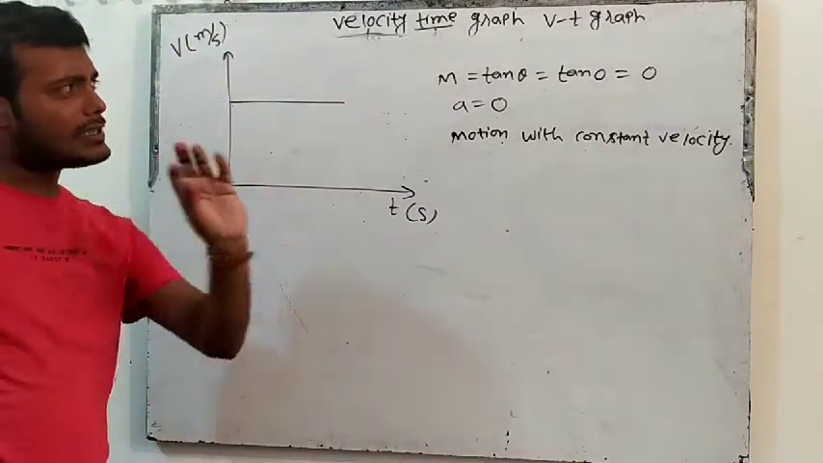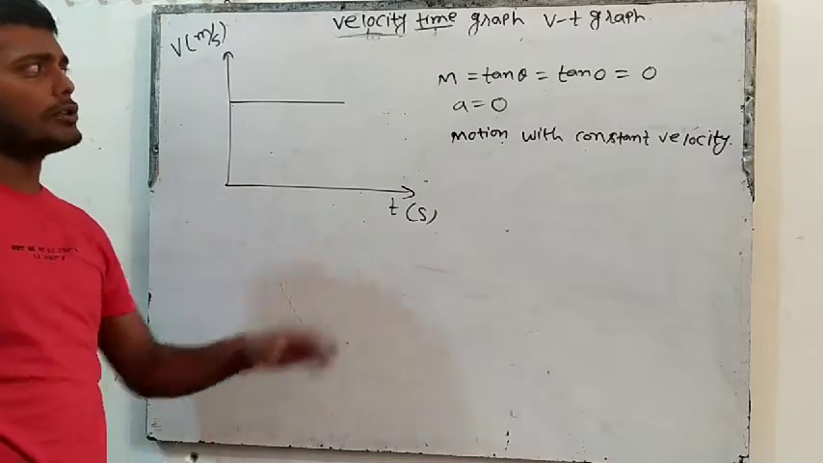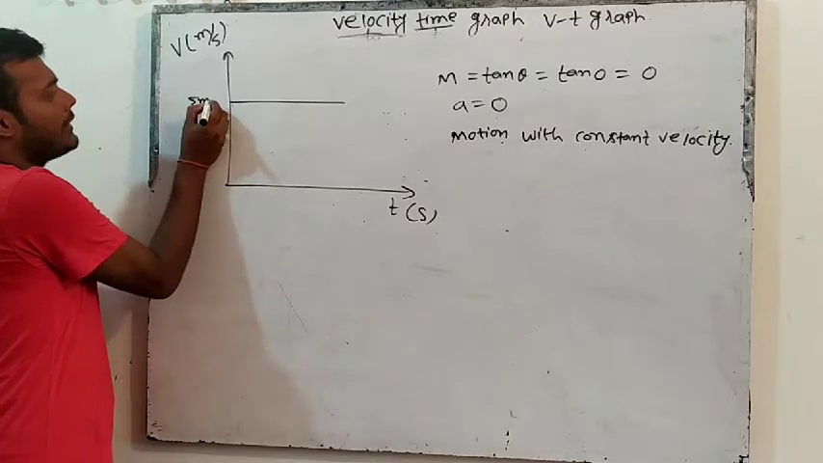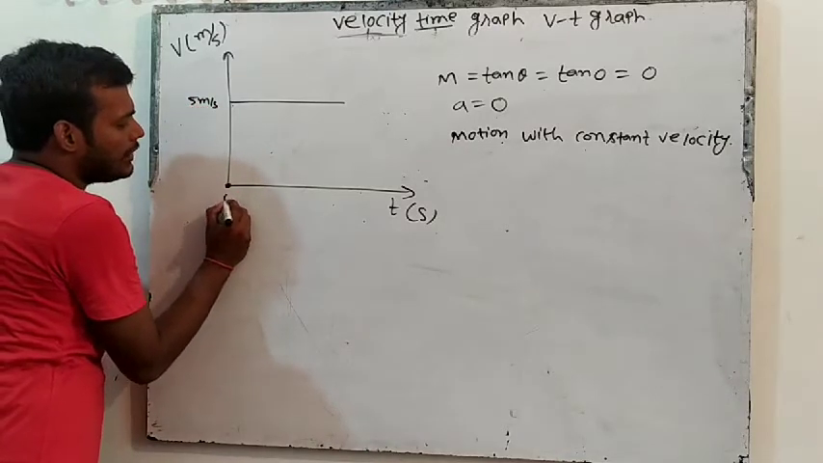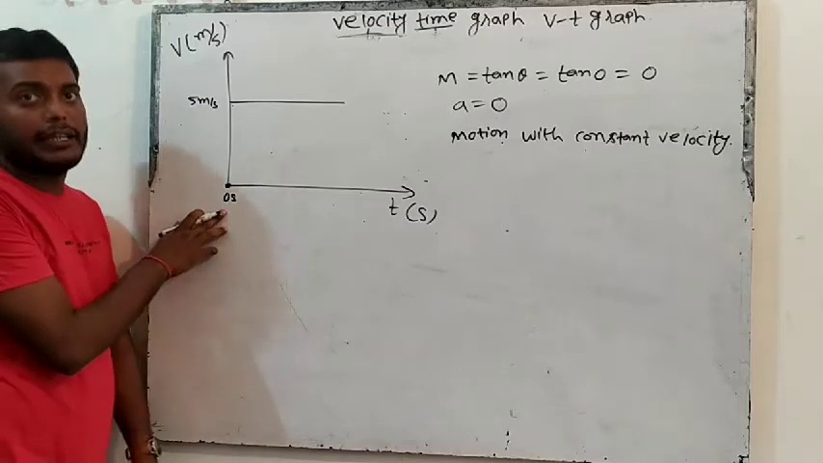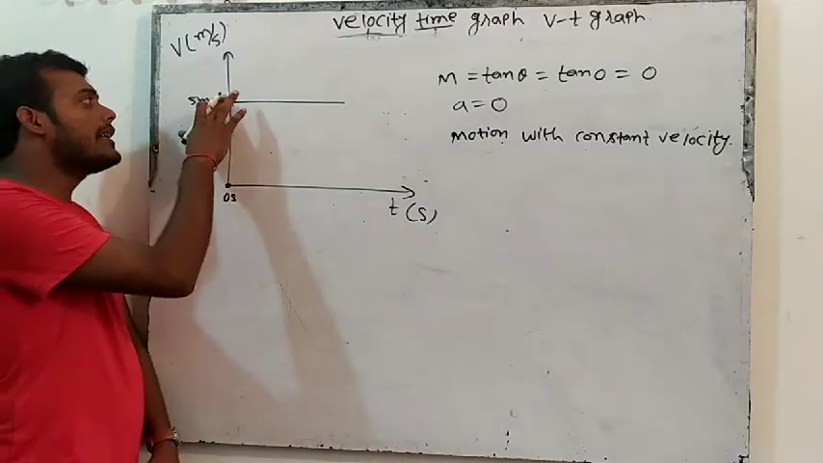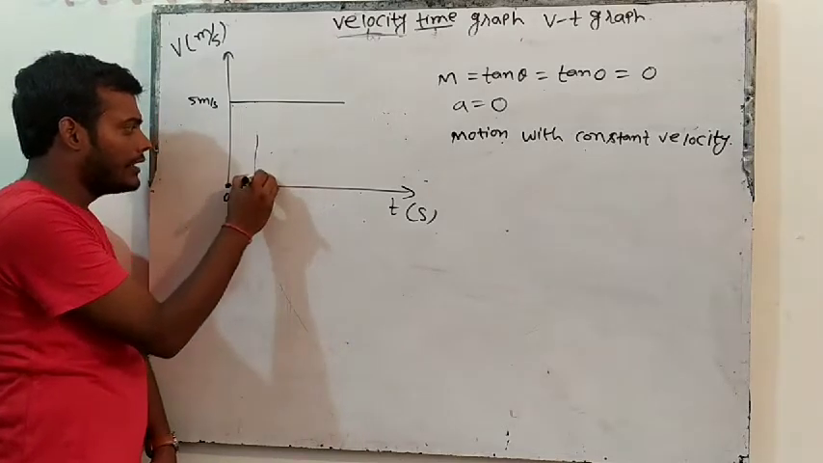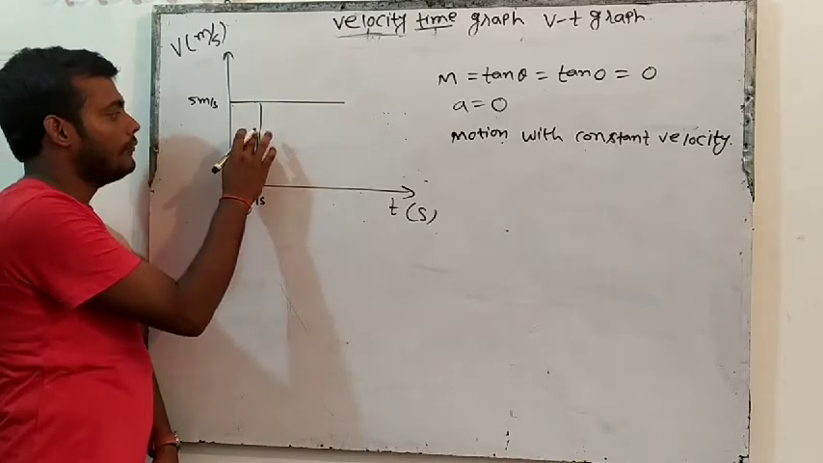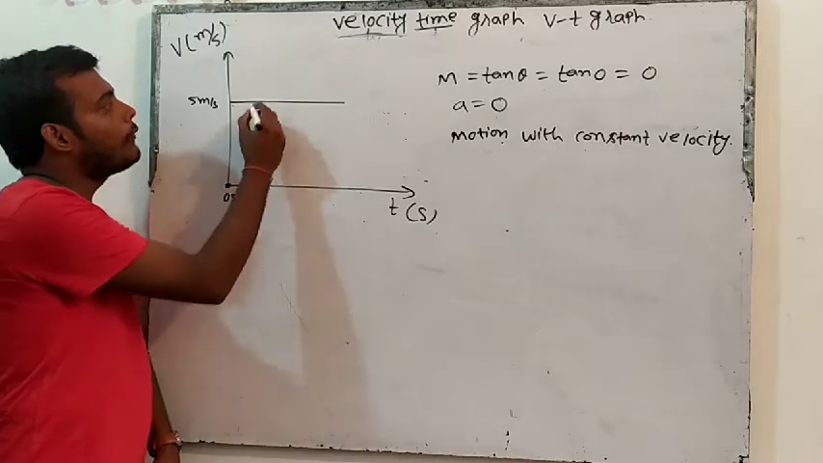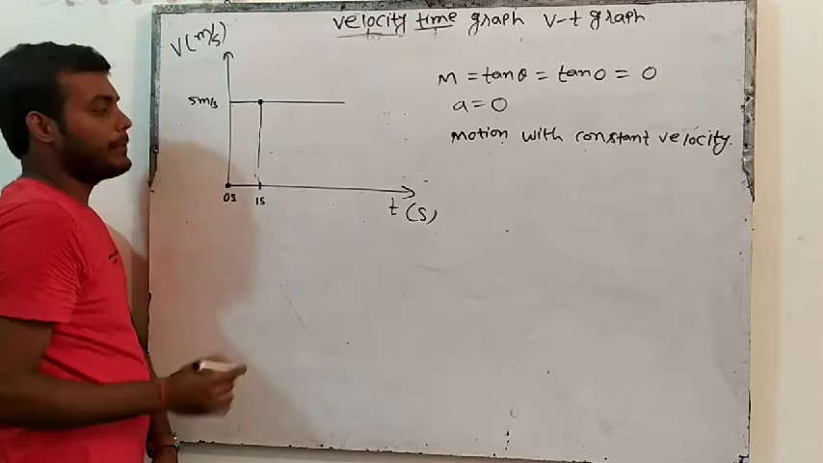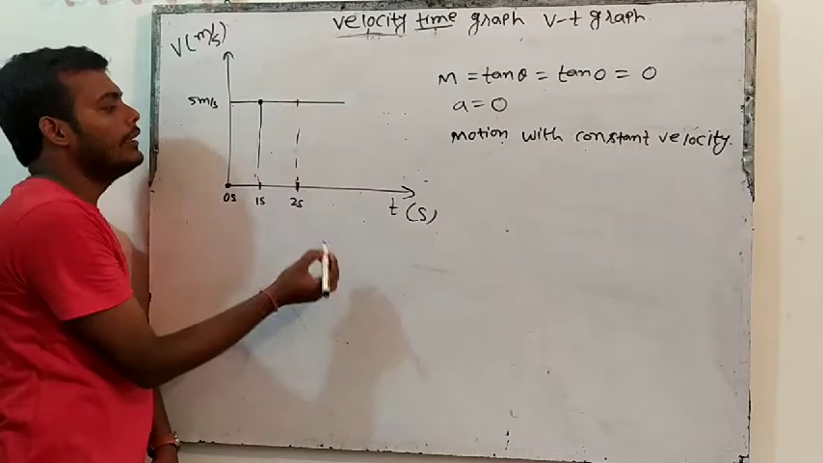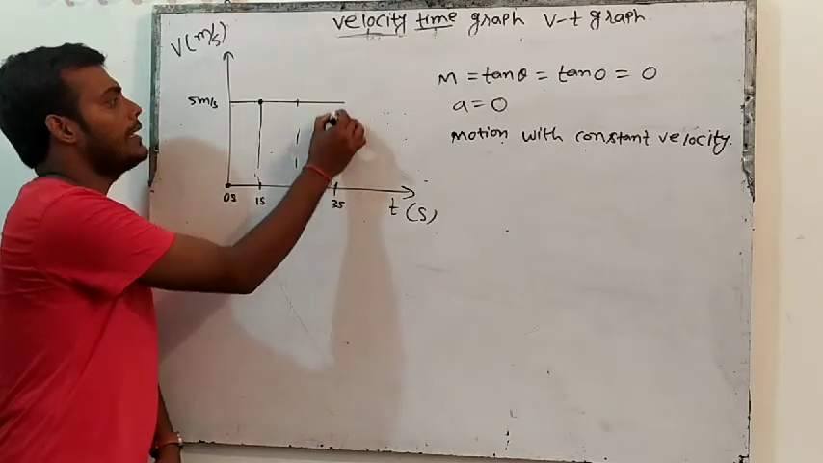Achha, try to understand this conceptually also. This is the mathematical way, but try to understand conceptually. Let's say this is 5 meters per second at 0 second. So when the time is 0 second, when the object is starting, it is moving with a velocity of 5 meters per second. After 1 second, the object velocity is how much? 5 meter per second. At 2 seconds? 5 meter per second. At 3 seconds? 5 meter per second.